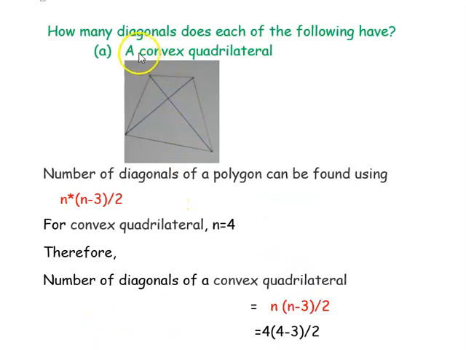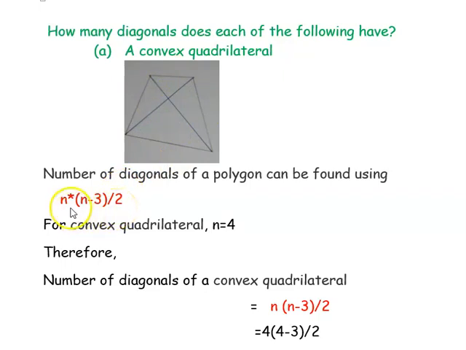Now let's see the number of diagonals with a few examples. The first question is, how many diagonals does each of the following have? First is A, a convex quadrilateral. You know that convex means its angles are inside, and a quadrilateral is a four-sided figure. I'll give an example of a convex quadrilateral. Now by using the formula, you can find the number of diagonals.